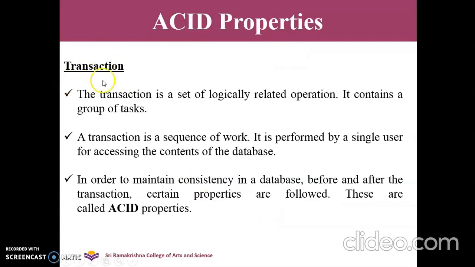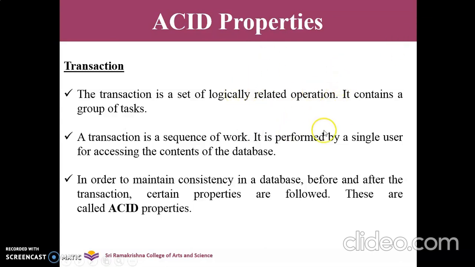First of all, what is a transaction? A transaction is a set of logically related operations. It contains a group of tasks. We can say a transaction is a unit of work. It is a sequence of work.